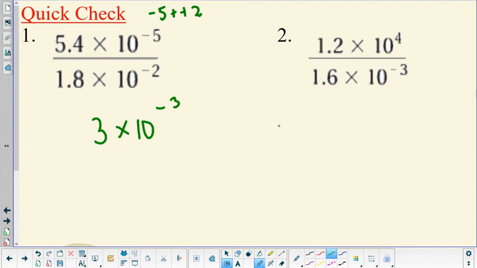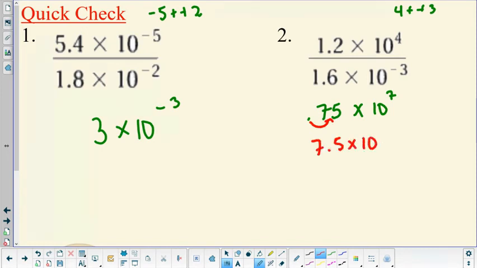All right, our next one, okay, I have 1.2 divided by 1.6. That gives me 0.75 again. And then 4 minus -3. 4 minus -3, I have to add. So really it's to the 7th power. But this one we do have to change because 0.75 is too small. So I have to move it 1 space to the right to make it 7.5 times 10. And do you remember what we did on the last page? Yes, we had to subtract 1 from the exponent instead of adding 1. So it's going to become to the 6th power.